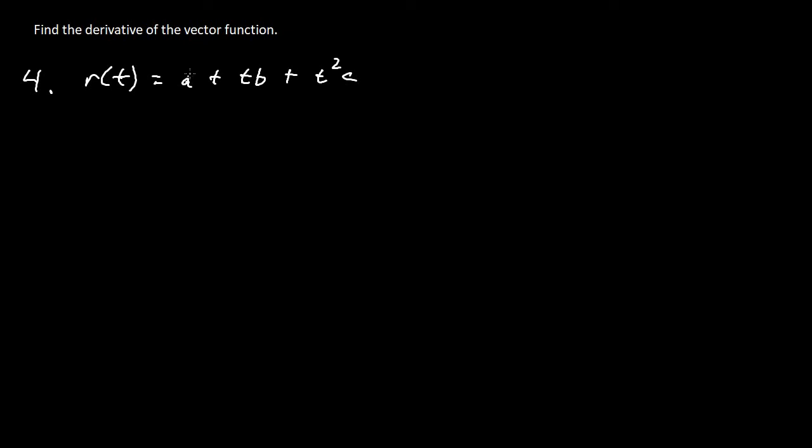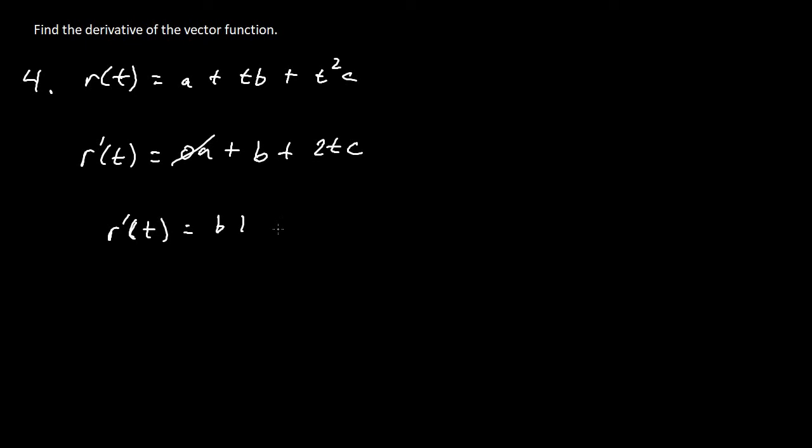So a would be associated with the x component, b would be with the y component, and c would be with the z component. So r prime of t: the coefficient in front of a is simply 1, and the derivative of 1 is 0, so we have 0 times a, plus, now t is the function in front of b, and the derivative of t is simply 1, so we get 1 times b, which is b, and then plus, now the derivative of t squared is 2t, so we get 2t times c.